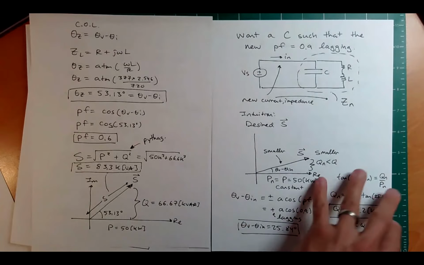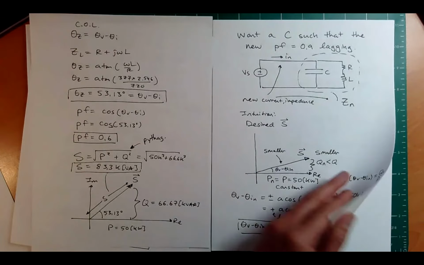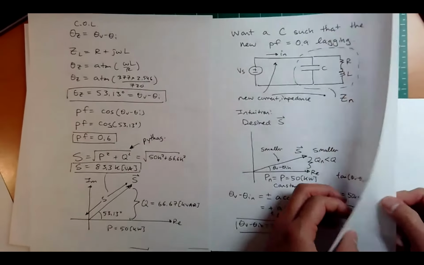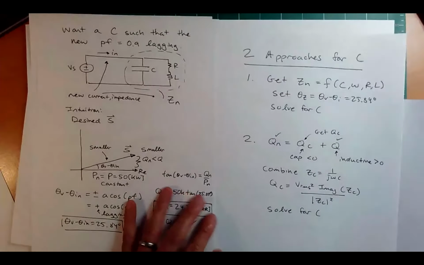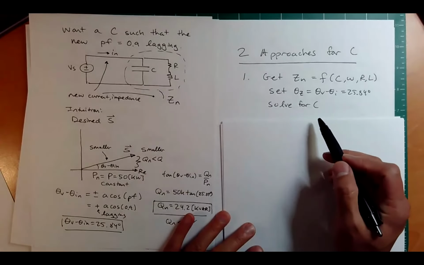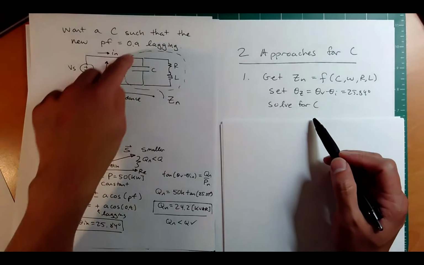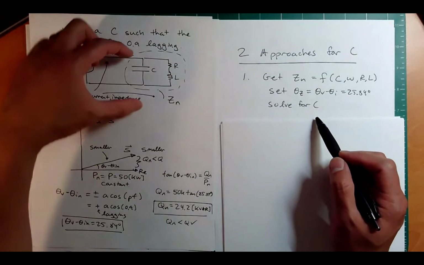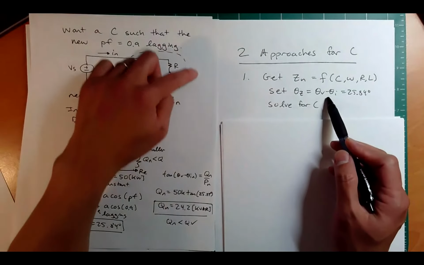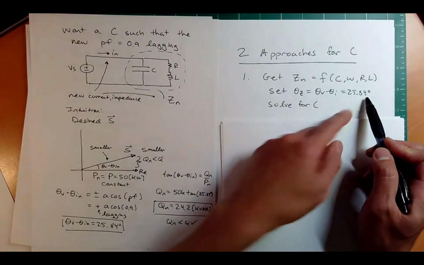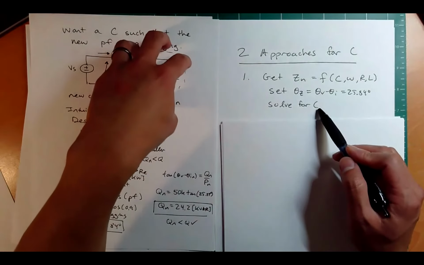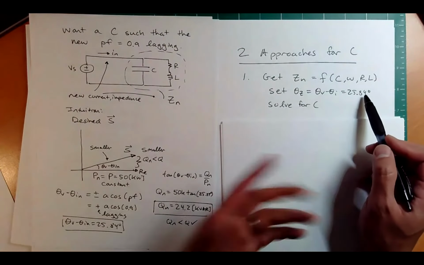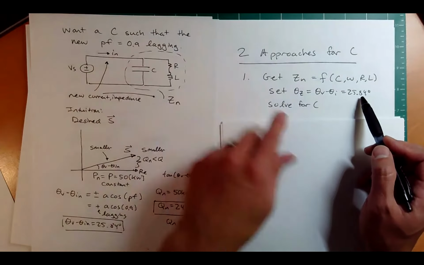Okay, good. So let's say we want to calculate that capacitor now. There's a few ways to do it, and here are the two approaches. What I can do is get the total impedance, where R and L are in parallel with C, set the overall theta V minus theta I to 25.84 degrees, and solve for C. Just one equation, one unknown, because I just use the phase relationship.